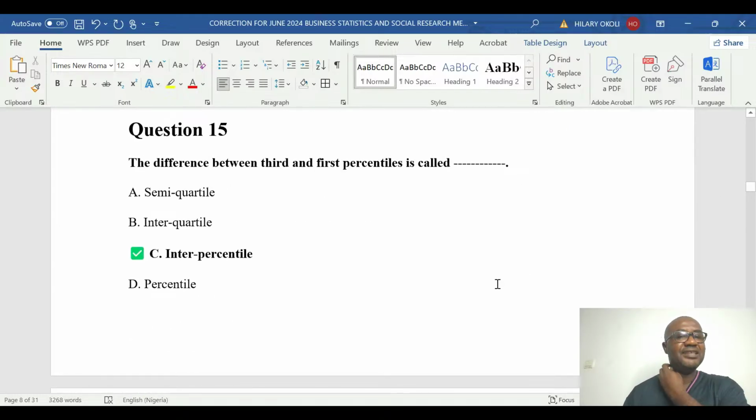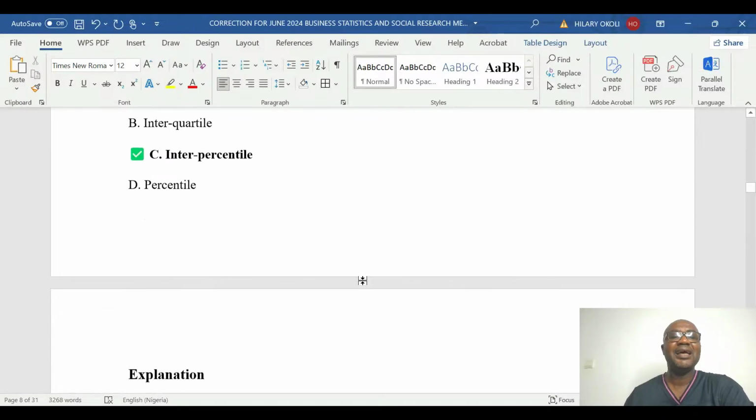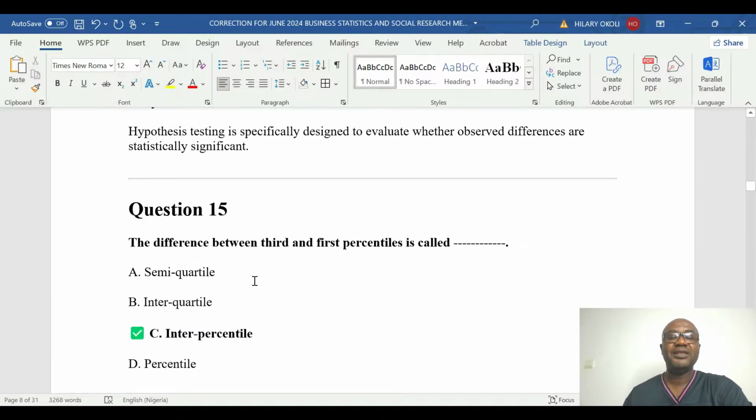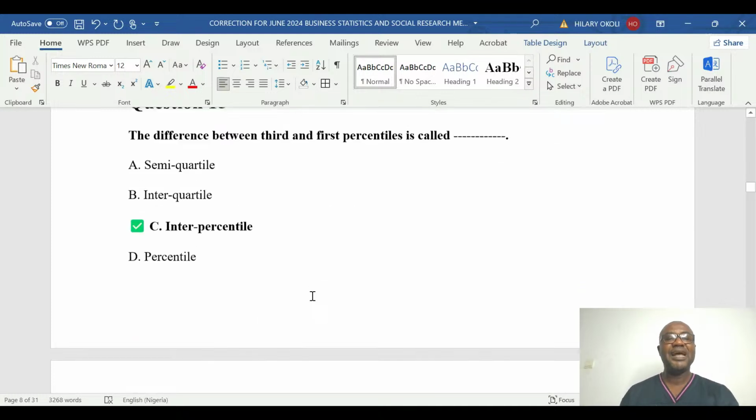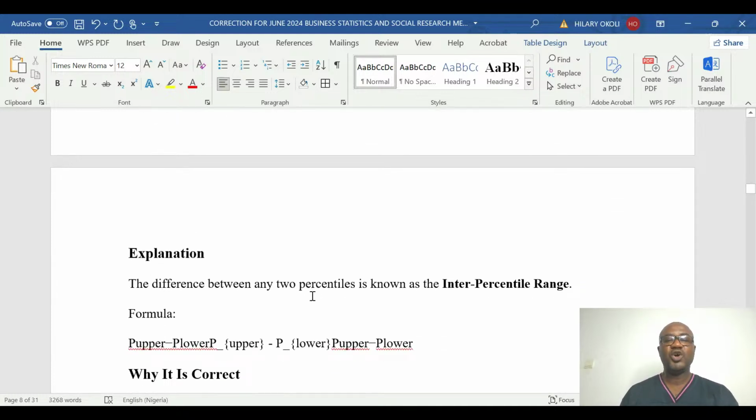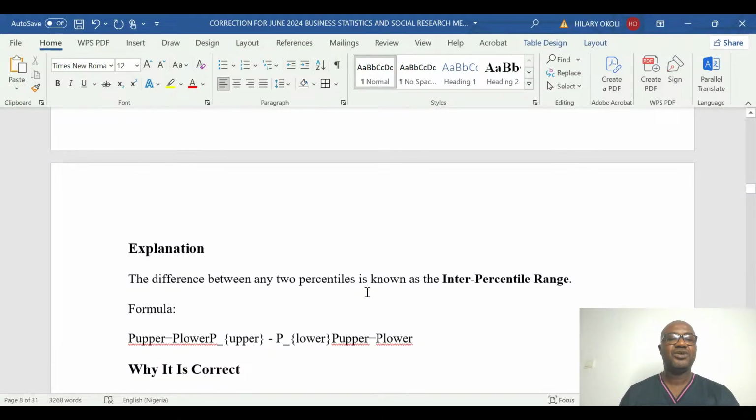The next question says the difference between the third and fourth percentile is called interpercentile. It's not semi-quartile, it's not interquartile, it's not percentile, but interpercentile. You just have to know this term, understand it. There's no other way to explain it. It is a nomenclature in the subject matter, it is a language. You have to get it. The difference between two percentiles is known as the interpercentile range. Okay.